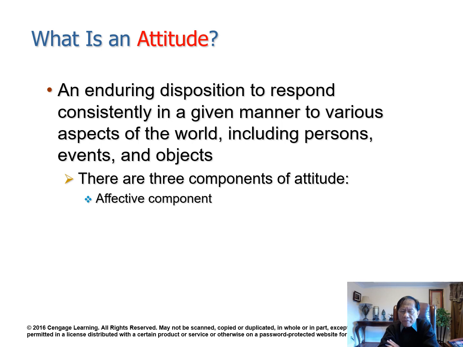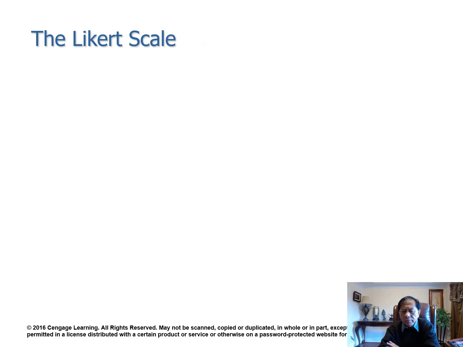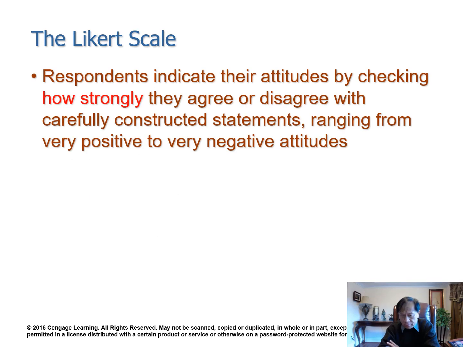There is an affective component, liking or disliking. There's a cognitive component, the knowledge. And then there's a behavior component, that is your actions. Affective, cognitive, and behavioral. Likert scale. Respondents indicate their attitude by checking how strongly they agree or disagree with carefully constructed statements ranging from very positive to very negative. That is the Likert scale.